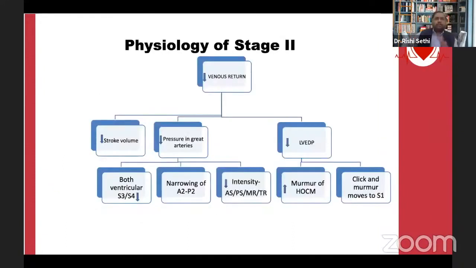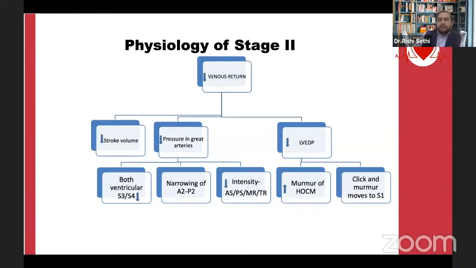So of all the physiological explanations, stage 2 can mostly be explained by the decrease in the venous return. There is a decrease in the stroke volume. There is an increase in the pressure in the great arteries. Therefore, the LV S3 and S4, both left and right sided, will become softer. There would be a decrease in the intensity of aortic stenosis, pulmonary stenosis, mitral regurgitation, and tricuspid regurgitation murmurs.